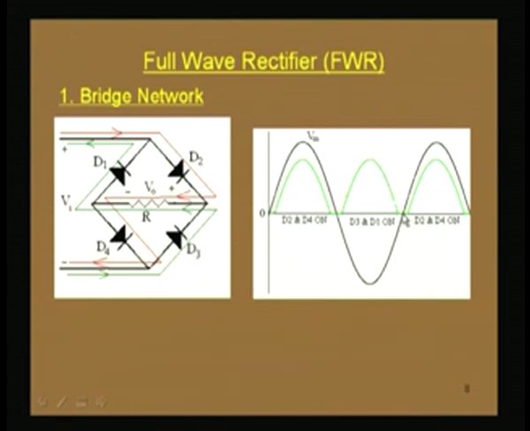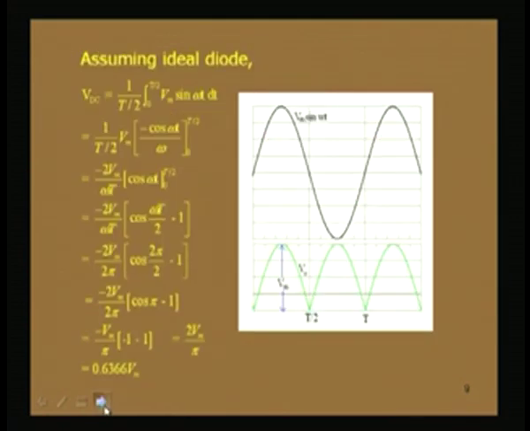So, for both the positive and negative half cycles of the input voltage, we get output voltage across this resistance. So, it is better than the half wave rectifier, that we are getting output waveform for both the half cycles. In this case, if we want to find out the output or DC voltage, again we have to do the integration.